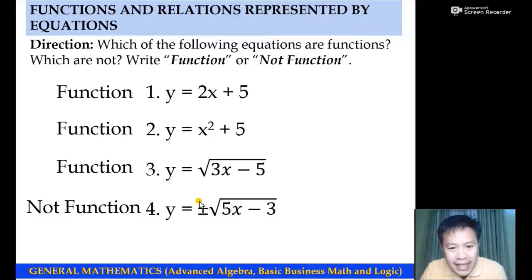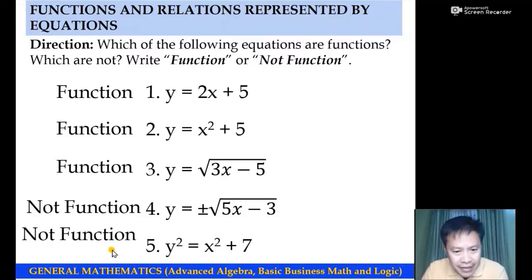Now, if I am going to remove positive here and we have only negative there, this is a function because that is half of the parabola opening to the right. And that is square root function. Like this one. If I'm going to put positive and negative here, it is no longer a function. I'm going to remove the negative sign and it remains only the positive. It is already a function because that is just only half of the parabola opening to the right. This is not a function. And number 5, our exponent in y is 2 and this is even and this is not a function.